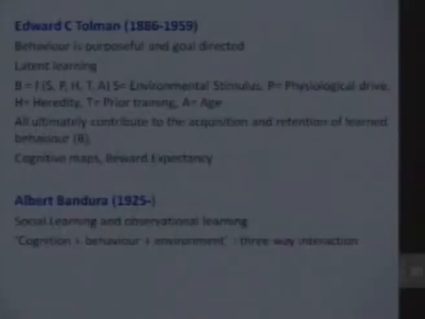Actually, Tolman and other neo-behaviorists were going more towards a cognitive explanation of learning, but they were proud to call themselves behaviorists. The other major behaviorist was Albert Bandura, who gave the concept of social learning and observational learning.